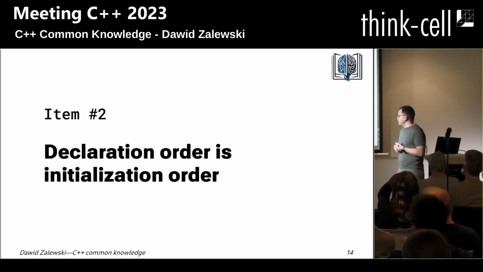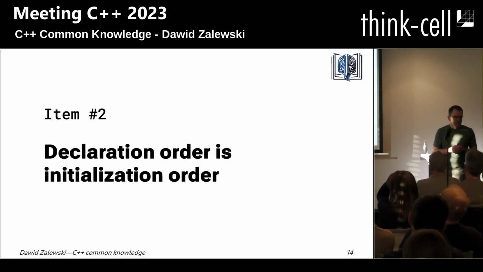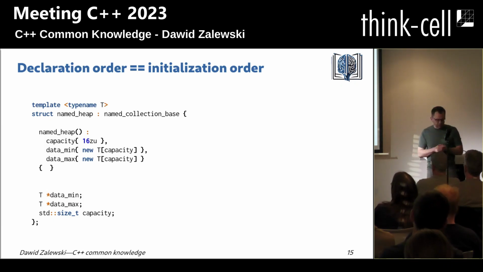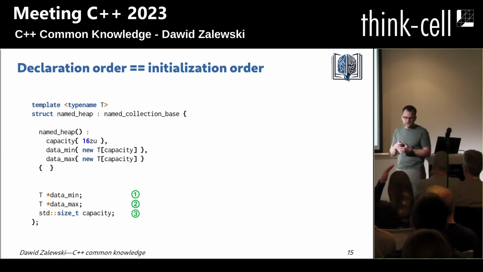Let's do it. Item number 2. Declaration order is initialization order, a very, very, very common error, especially if you are beginning with C++. I've done it also. I committed the same crime on the slides. And I think the crime is now pretty obvious when you look at it, right? So what I intended to do is, of course, to have 3 data members, data min, data max, and the capacity. That's my declaration order. And I was hoping for a different initialization order. Like in my constructor, I first initialize capacity, and then I'm using the capacity to allocate the arrays.